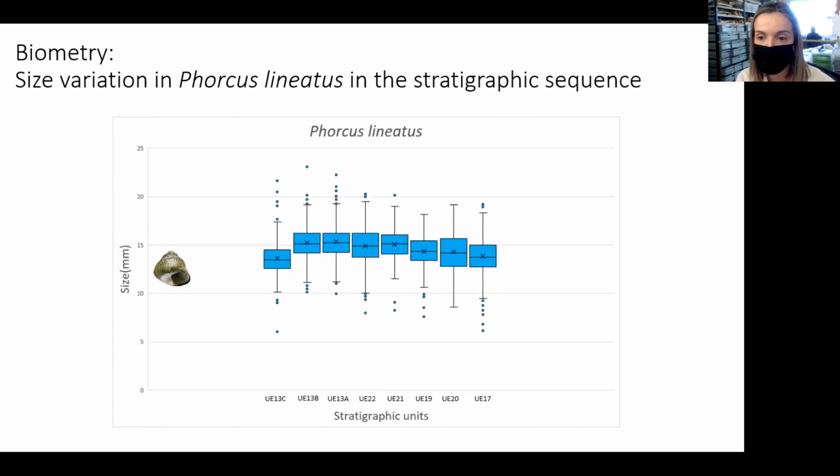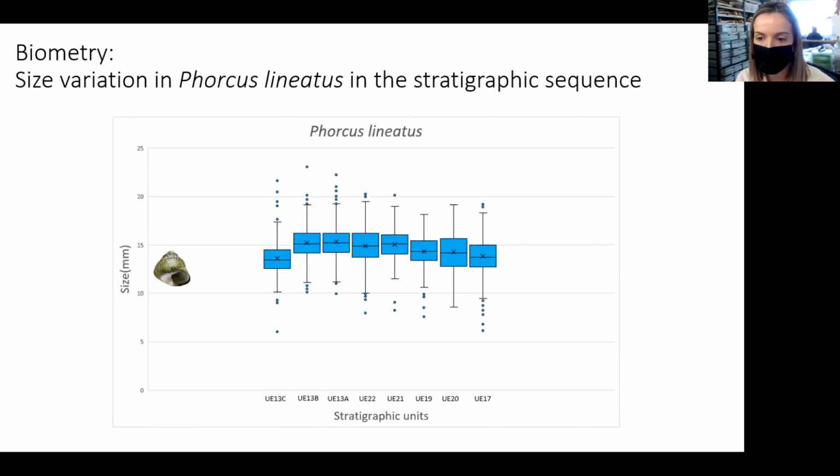However, the pattern changes when it comes to Phorcus lineatus, which shows a slight increase in size from older to younger units. The limpet size decrease might be related to intensification in the collection of these species through time. However, the pattern shown by the top shells is more difficult to explain in terms of intensification.